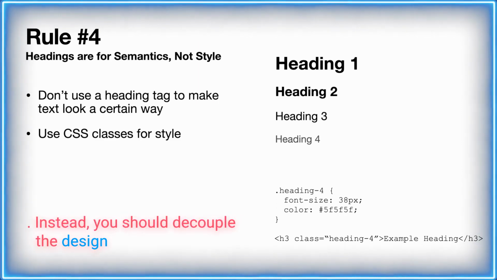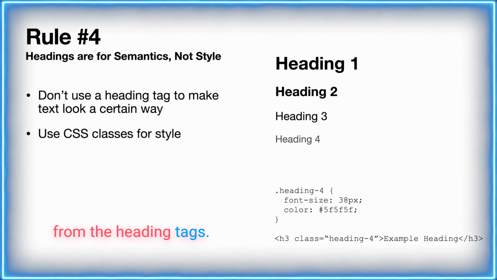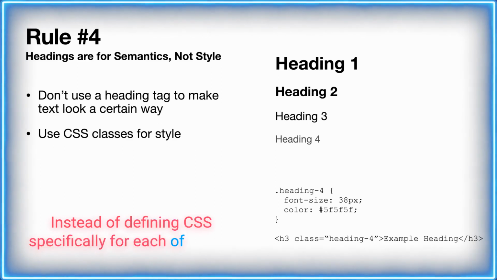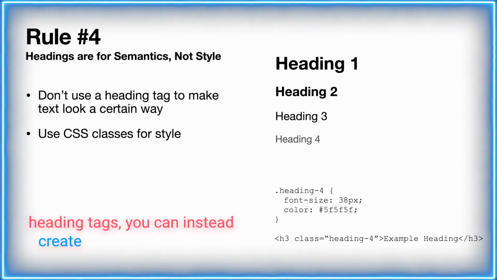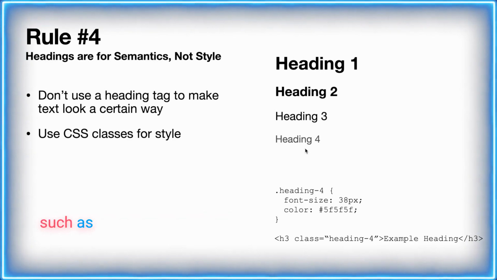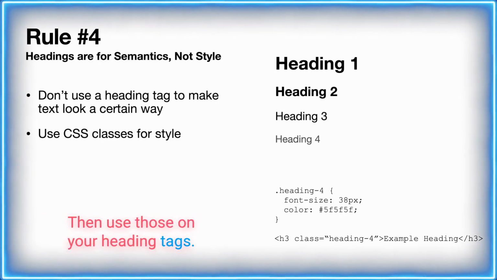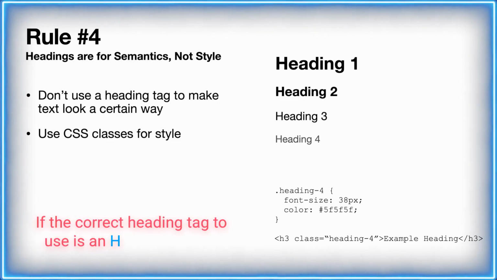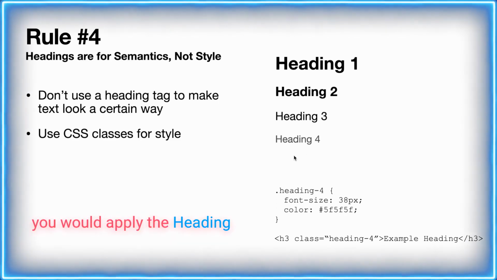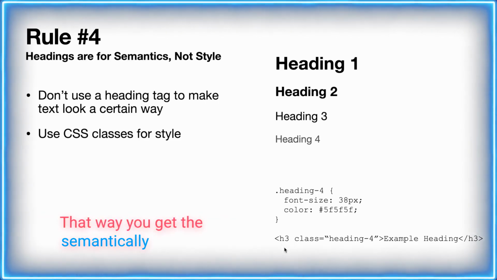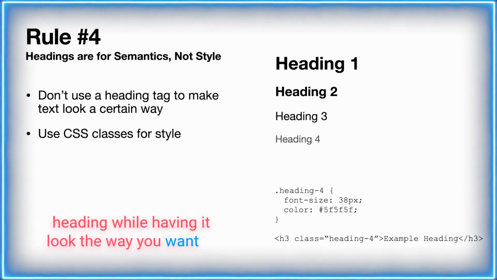Instead, you should decouple the design of your headings from the heading tags. This can easily be done with CSS classes. For example, instead of defining CSS specifically for each of the 6 heading tags, you can instead create 6 heading classes, such as heading-1, heading-2, etc. Then use those on your heading tags. If the correct heading tag to use is an H3, but you want it to look like an H4 for whatever reason, then you would apply the heading-4 class to your H3 tag. That way you get the semantically correct heading while having it look the way you want it.